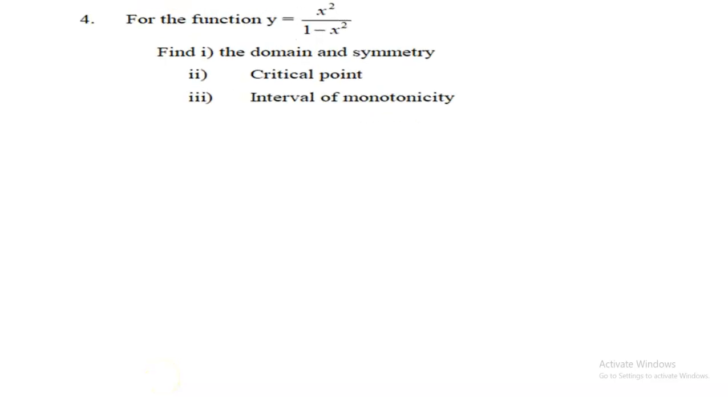Okay, students, now comes question number 4. It says you are given the function y equals x squared over 1 minus x squared, and you are asked to find the domain, the symmetry of this function, the critical point, and the interval of monotonicity.